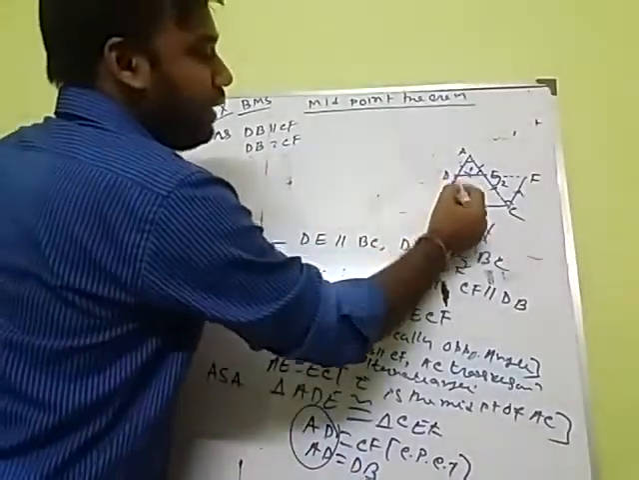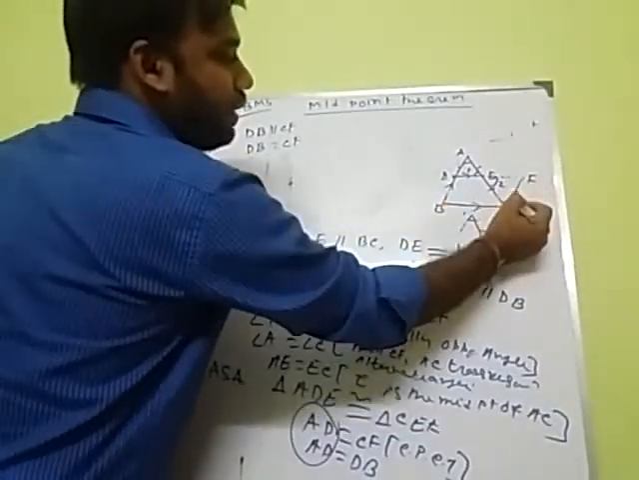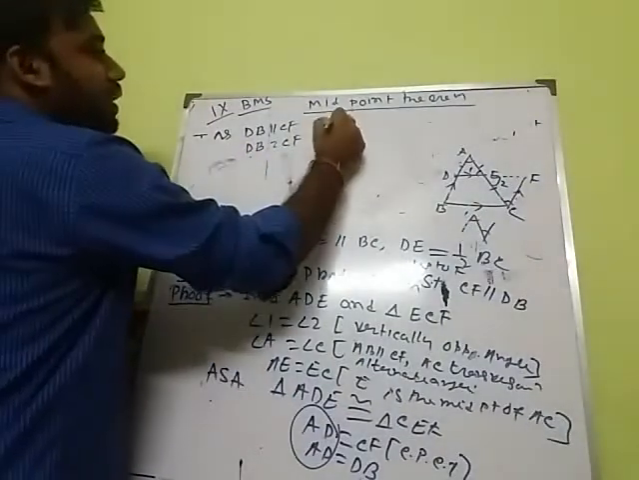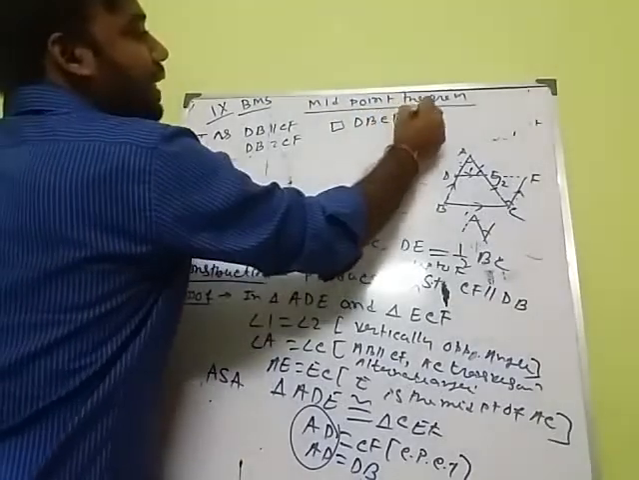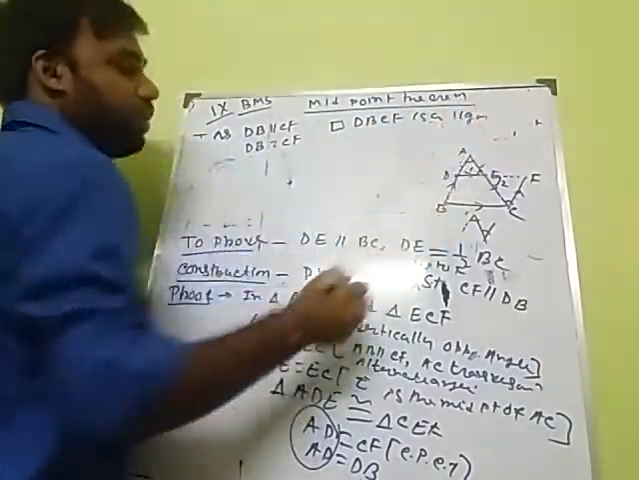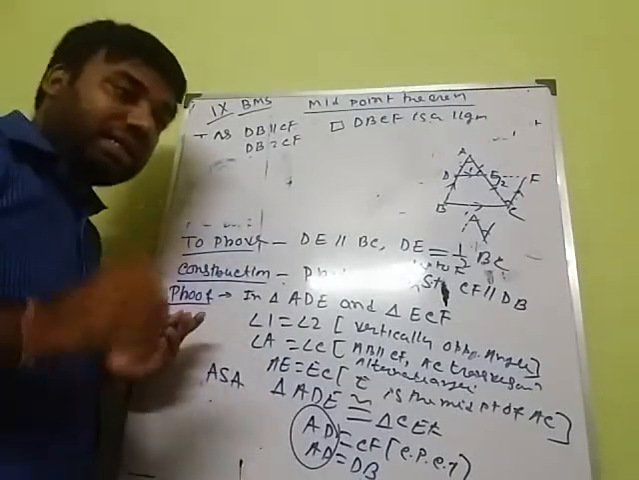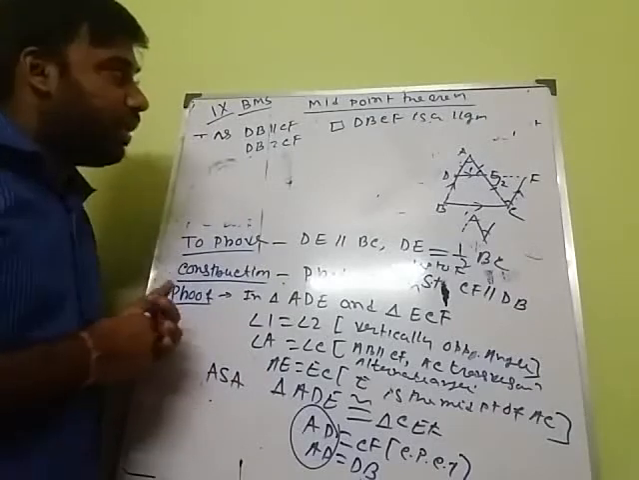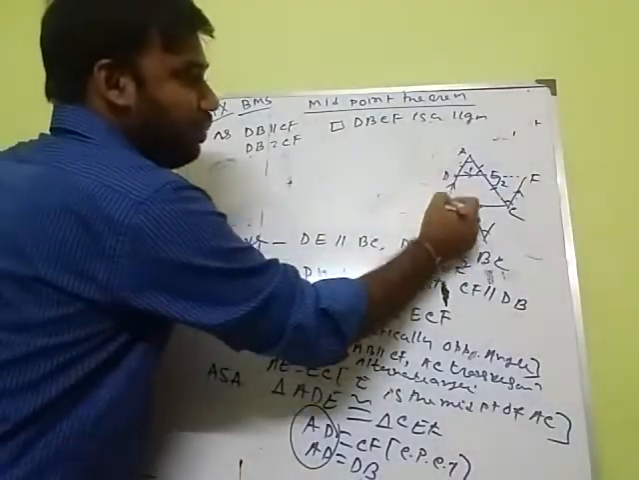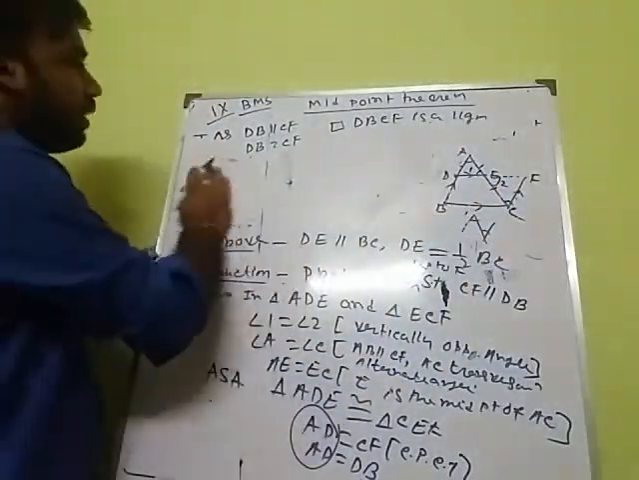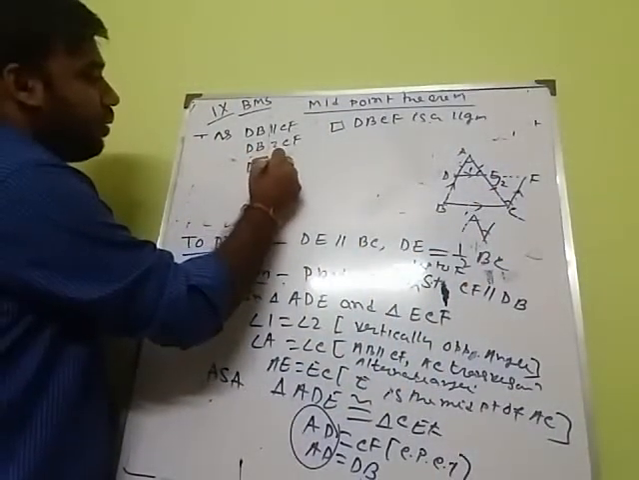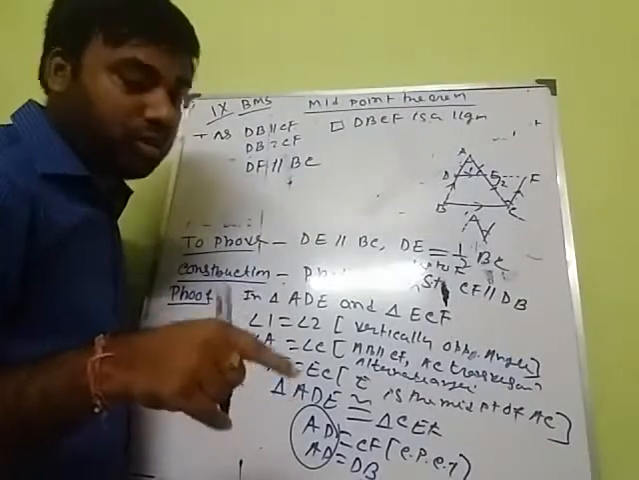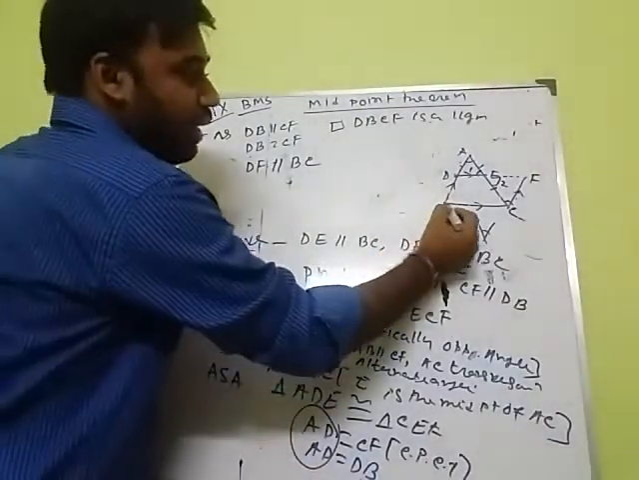So in quadrilateral DBCF, DB parallel to CF and DB equal to CF. It means quadrilateral DBCF is a parallelogram. Because we know that if one pair of sides are equal as well as parallel, then the quadrilateral is called a parallelogram. Now, as DBCF is a parallelogram, you can say that DF parallel to BC, because we know that opposite sides of a parallelogram are parallel.